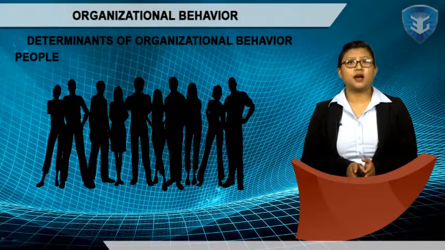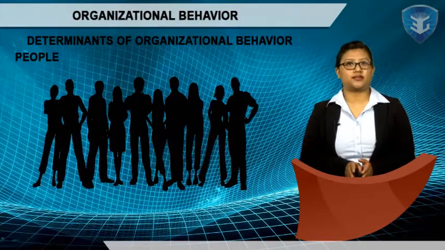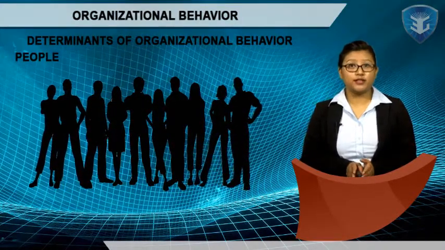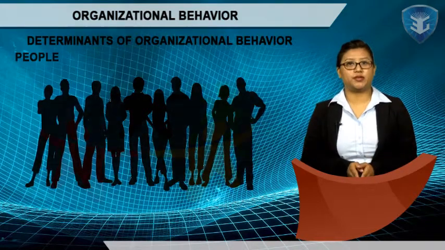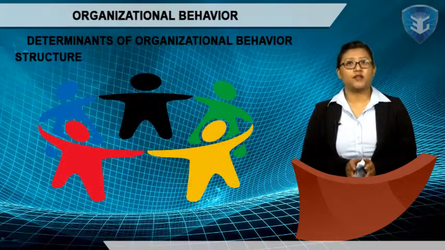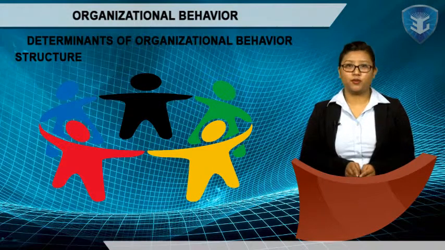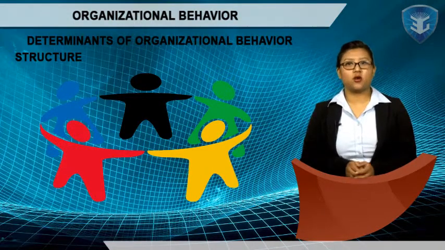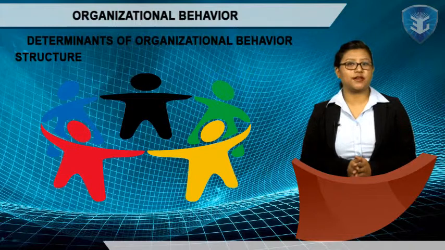People. People are the main components of any organization that has to be managed. Every individual has a personal goal to be achieved. The structure. There are two types of organizations, formal and informal. Informal organizations do not have a specified structure.